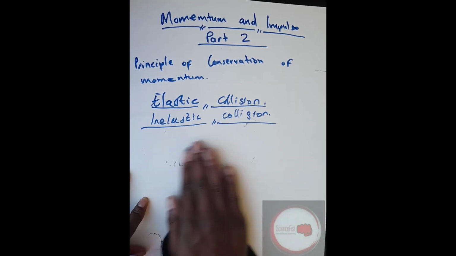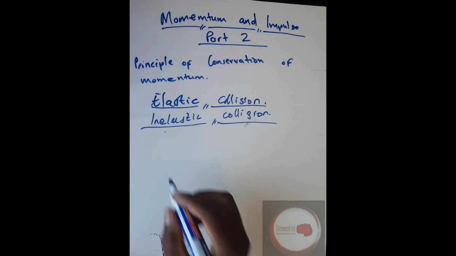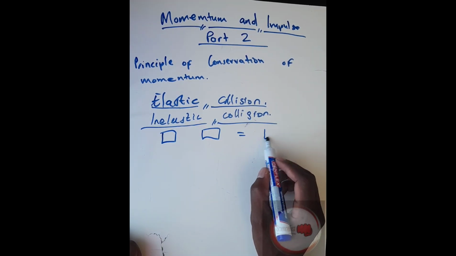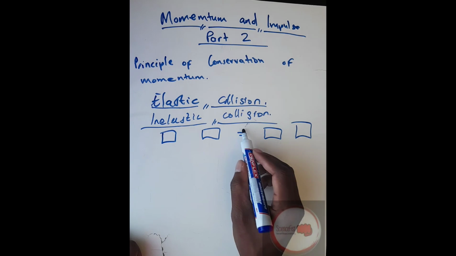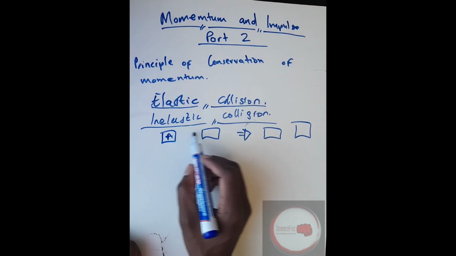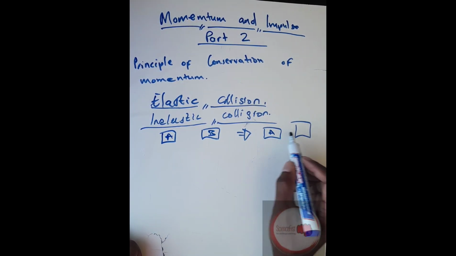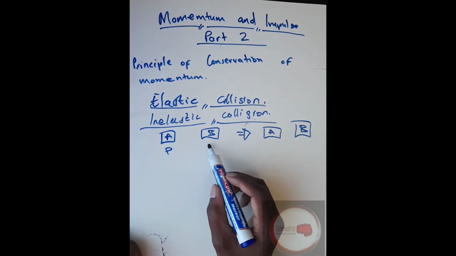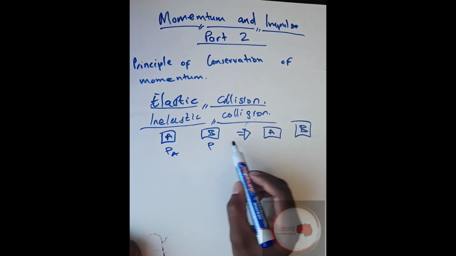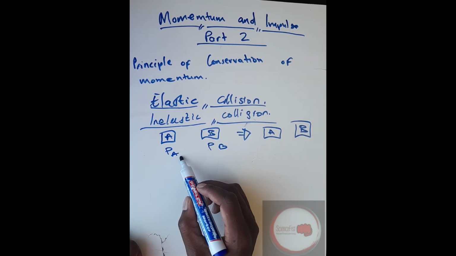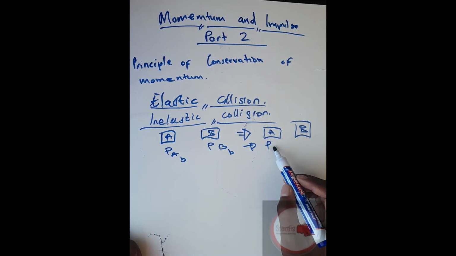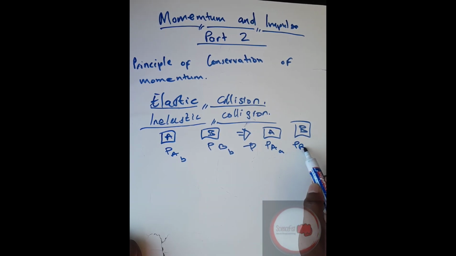So let's say now we have two objects, object 1 and object 2 being equal to object 1, object 2. This is after collision, A, B, A, B. So this will have its own momentum, P_A, P_B before, P_A after, P_B after.